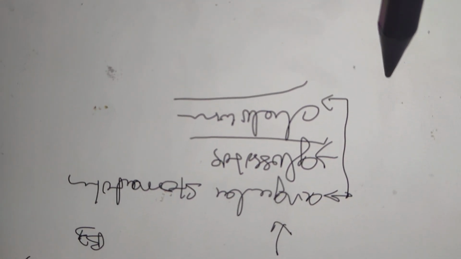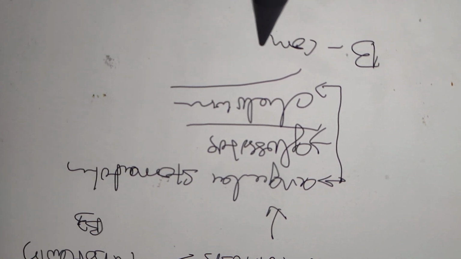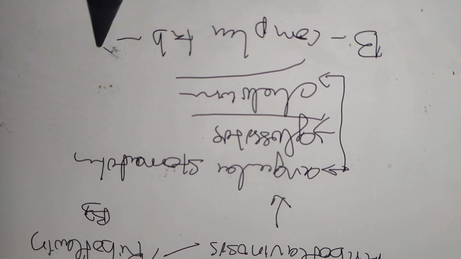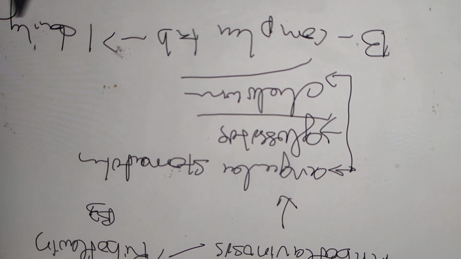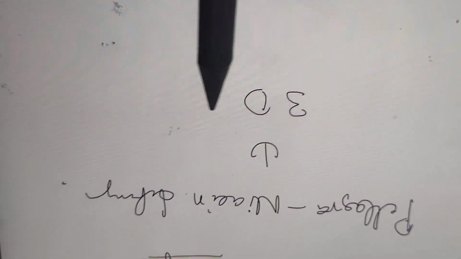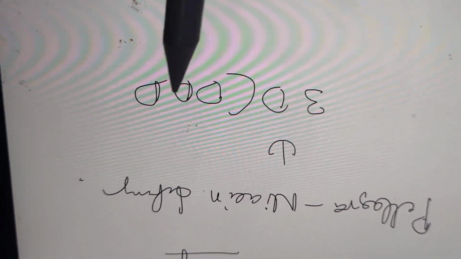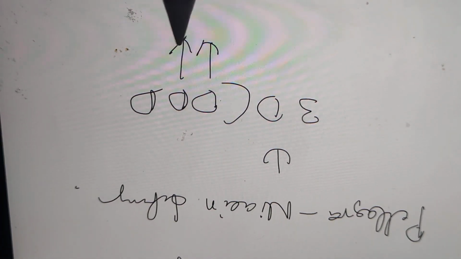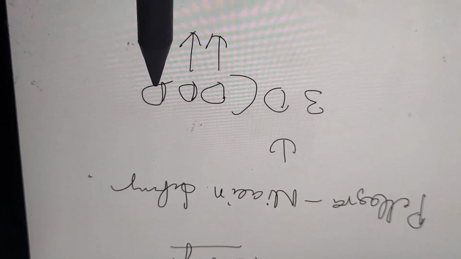So the treatment is to advise a B complex tablet once daily for 10 days. Next one we discuss is pellagra. It's niacin deficiency. So it is denoted by 3D. 3D means DDD: dermatitis, dementia, diarrhea.